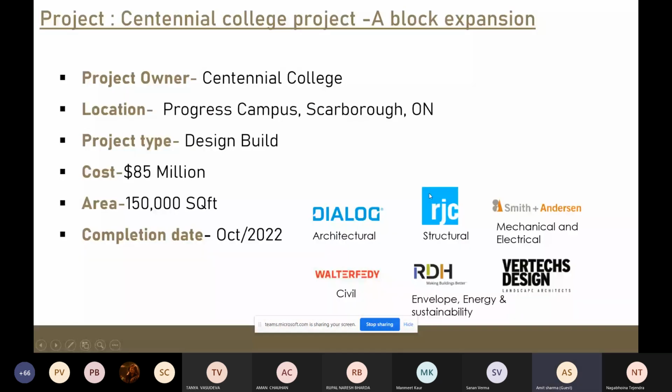So just a little bit about the project. It's a Centennial College project, a block expansion. The project owner is Centennial College. It's located in Progress Campus, Scarborough, Ontario. Project type is design build. It's an $85 million job. It's going to be 150,000 square feet in area, and its completion date is in October 2022. These are the names of the architects and structural, mechanical, and electrical engineers we have on site.